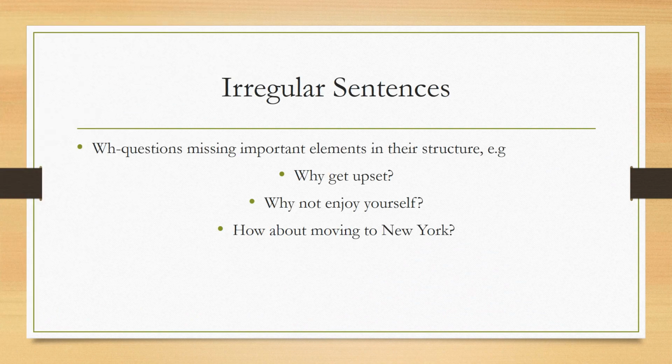The second minor type of sentences in English is called the irregular sentences. So what do we mean by irregular sentences? Again, we are going to have sentences that belong to one of the major classes that we have studied. It can be a statement, a question, a command, or an exclamatory sentence, but in fact, it is going to lack some important elements in its structure.